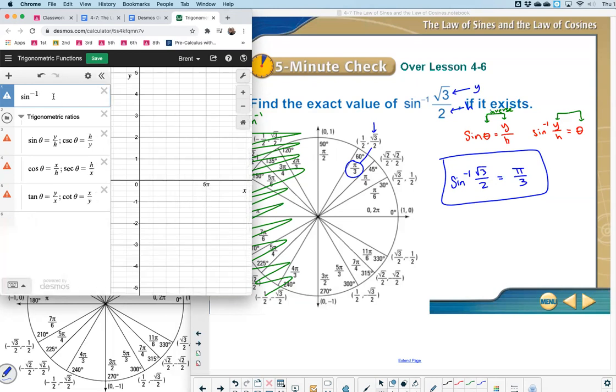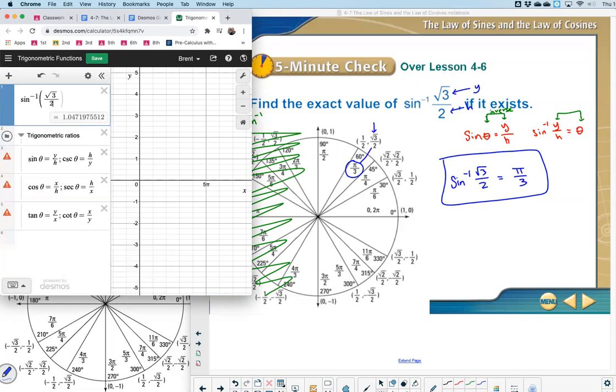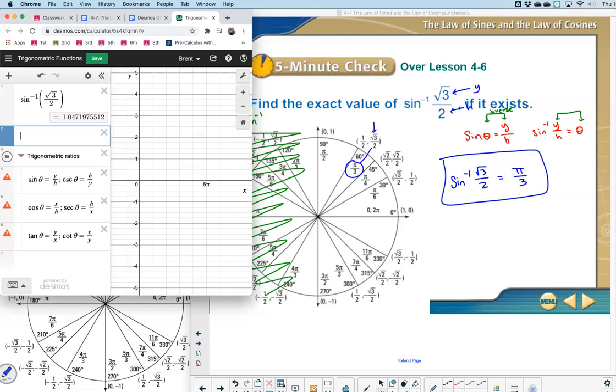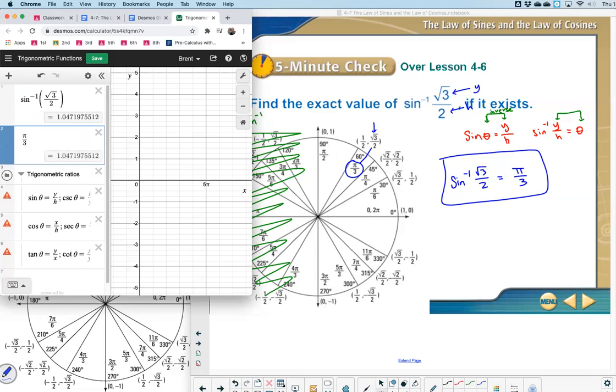Let's minimize that back. Sine inverse of the square root of 3 divided by 2 gives me 1.047. Let's see if that's pi divided by 3. I'm going to hit enter here to get a new equation. I just typed in pi, divided by 3. Check that out. We got a winner. That would be the solution to number 1 there.